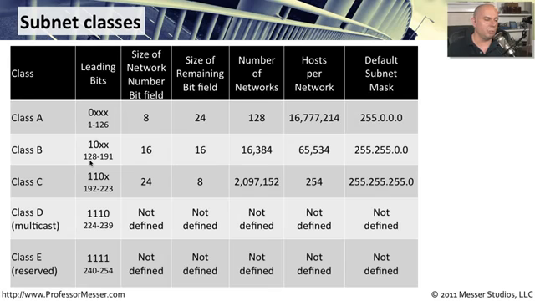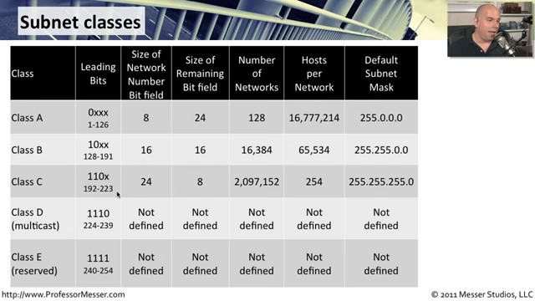If the IP address starts with 128 all the way up to 191, it's a Class B address, and that's because these are the leading bits of that particular IP address. And when they are subnetted this way with 255.255.0.0, that means we can have over 16,000 networks, and on each of those networks, we can have over 65,000 hosts.